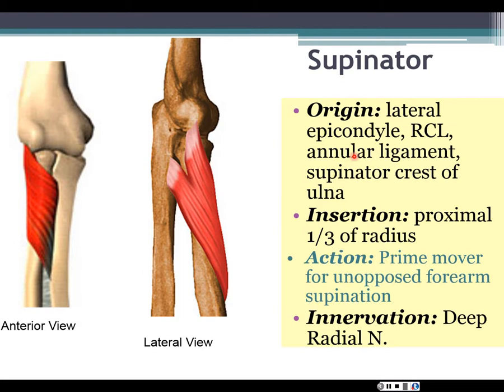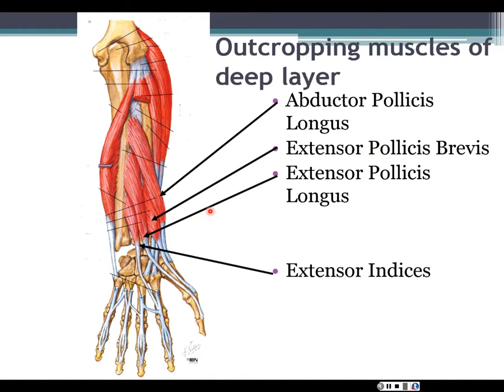Supinator we've already talked about. It's going to start on the lateral epicondyle, radius, and ulna, and it's going to wrap around the radius and cause supination.